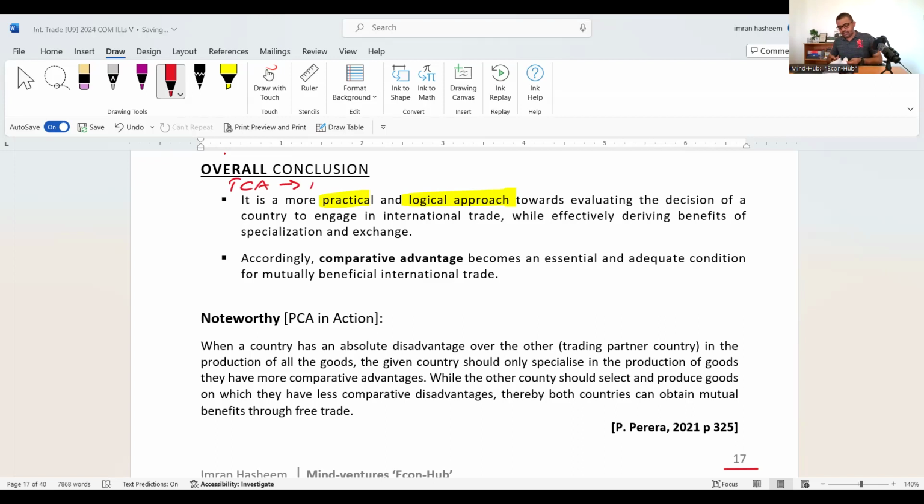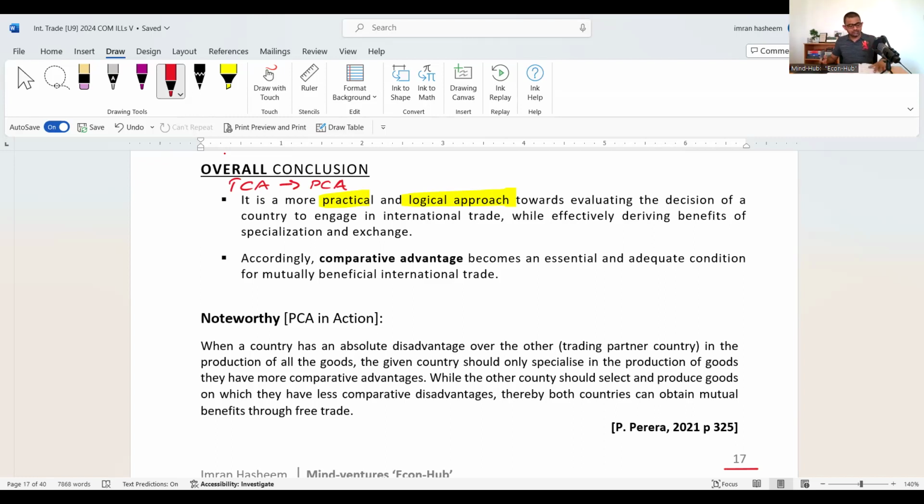I think I used certain abbreviations, so let me stick to the same thing so that you guys don't get confused. The principle of comparative advantage was called PCA. So the theory of comparative advantage and the principle of comparative advantage are seen as very practical, logical ways for a country to evaluate their decision whether to engage or not in bilateral international trade. Bilateral meaning between two countries.